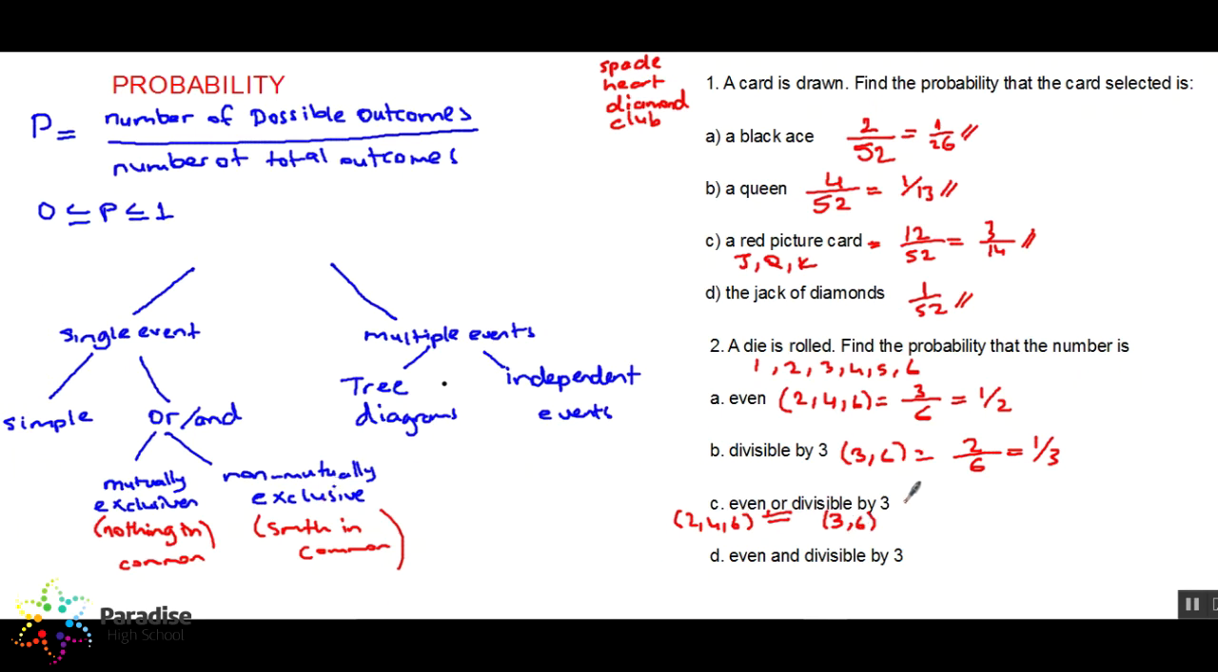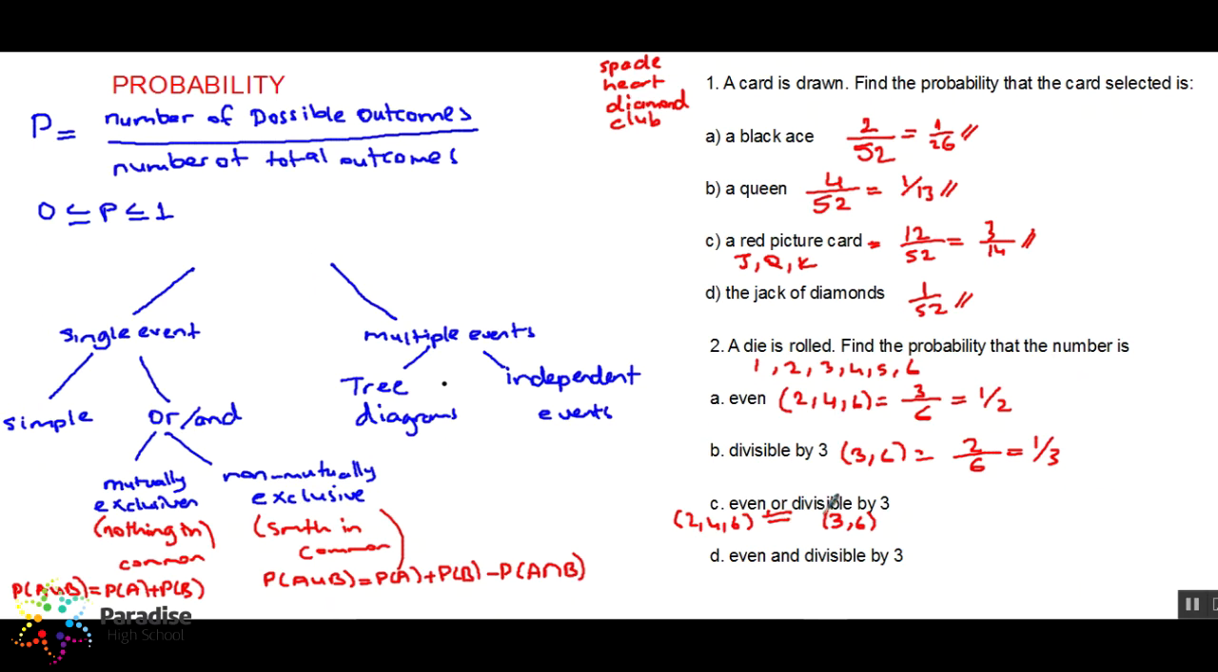If it is non-mutually exclusive event, we have a formula. The general formula is P(A or B) is equal to P(A) plus P(B) minus P(A and B). Now, in this mutually exclusive, since there is nothing in common, the probability of something in common here, A and B, is 0. Therefore, if it is mutually exclusive, the formula turns into probability of A or B is equal to probability of A plus probability of B. Since nothing in common, this becomes 0. That's why it's P(A) plus P(B).